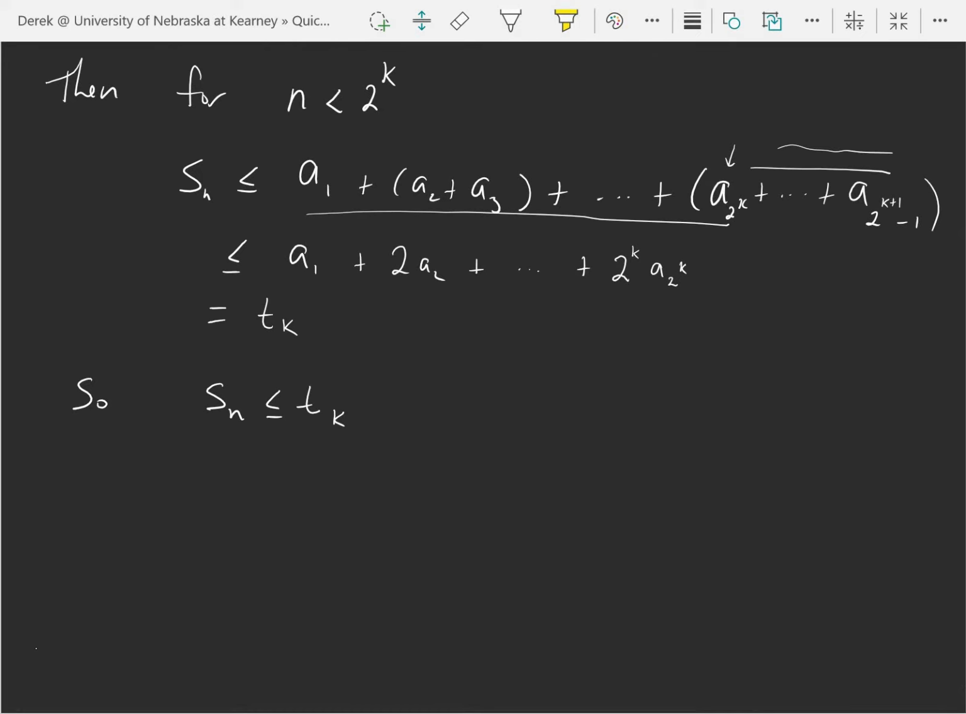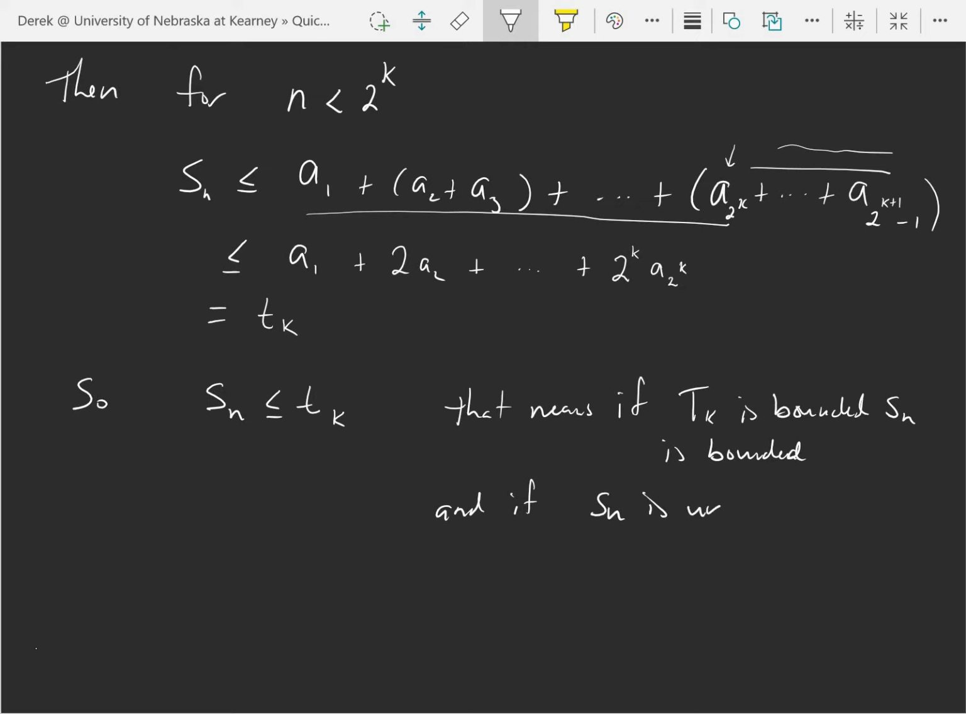Okay. That means if t sub k is bounded, S sub n is bounded. And if S sub n is unbounded, t sub k is unbounded.